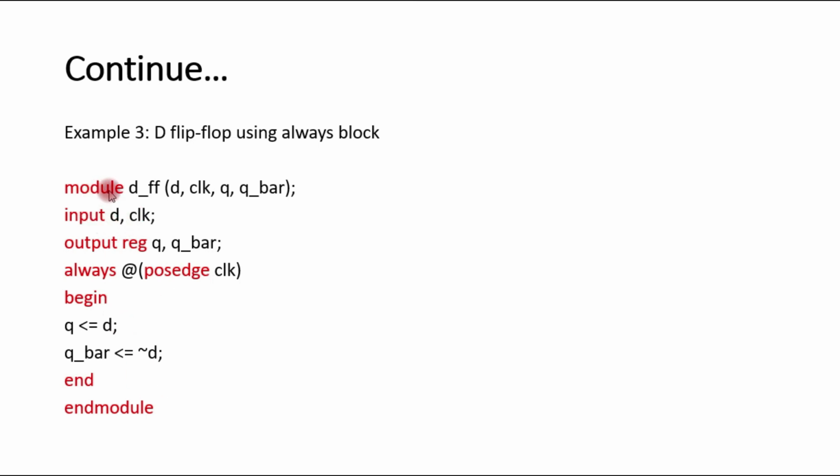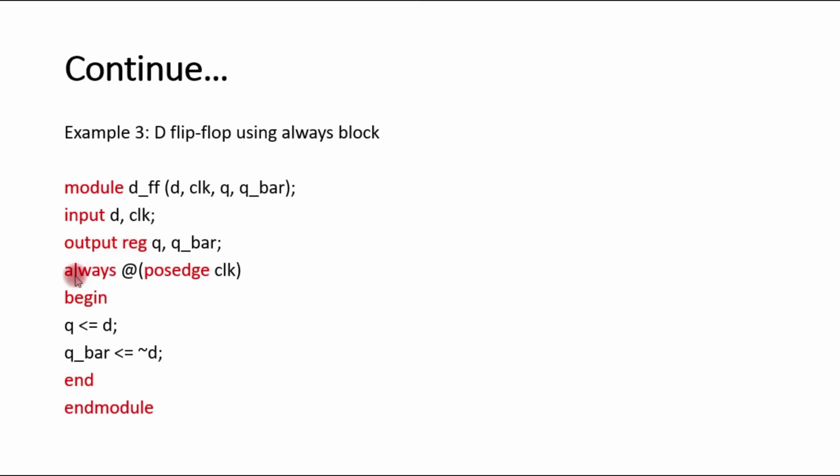Module is a reserved keyword, module name D underscore FF, D flip-flop. And then input output terminals D, clock, Q and QR. Input D and clock, output Q and QR. Here we are using Q and QR in a procedural block. That's why we should define Q and QR as a register data type using the reserved keyword reg.